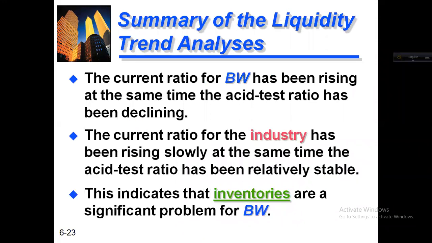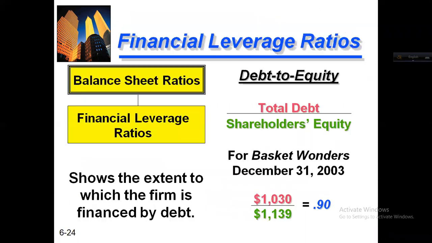So what is the interpretation? The current ratio for BW has been rising, while at the same time the asset test ratio has been declining. It can happen. Number two, the current ratio for the industry has been rising slowly, whereas the asset test ratio has been relatively stable. That indicates that inventories are a significant problem for our company, that means BW.